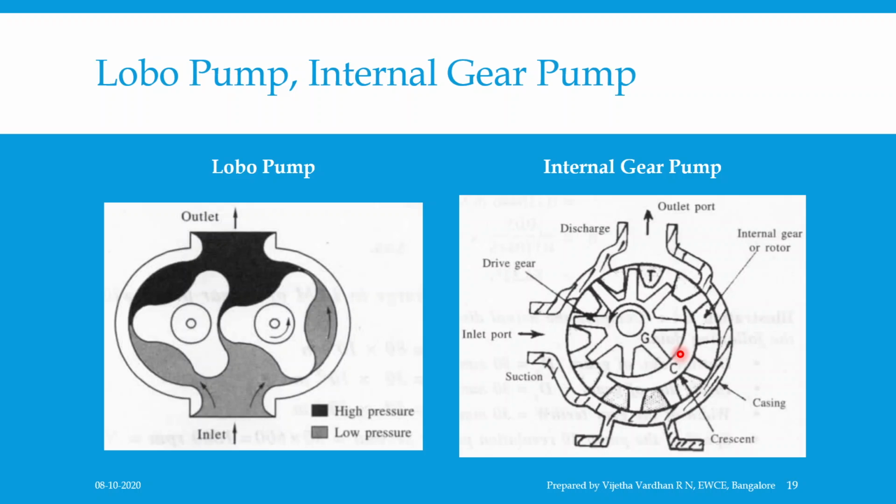Oil is trapped between the internal gear and the external gear teeth on either side of the crescent seal and is carried to the outlet of the pump. And the meshing of the gear teeth reduces the volume in the high pressure cavity near the outlet port, which is as shown in the figure of the internal gear pump, you can observe.